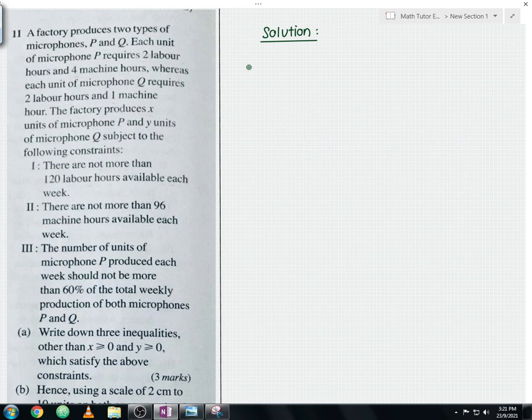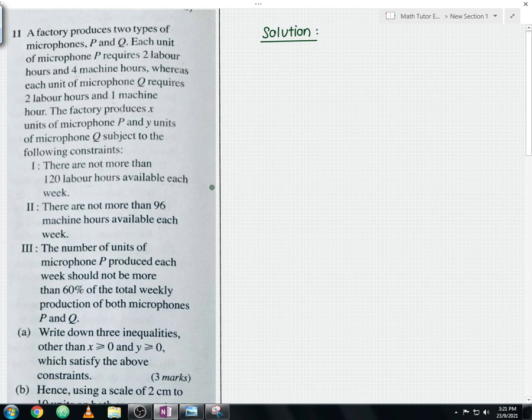Okay, let me read the question now. A factory produces two types of microphones, P and Q. Each unit of microphone P requires 2 labor hours and 4 machine hours, whereas each unit of microphone Q requires 2 labor hours and 1 machine hour. The factory produces X units of microphone P and Y units of microphone Q subject to the following constraints.